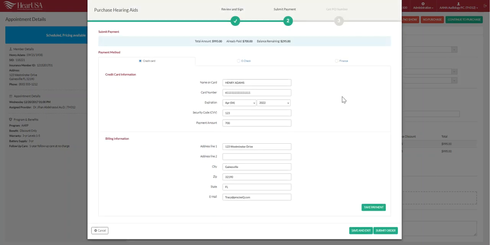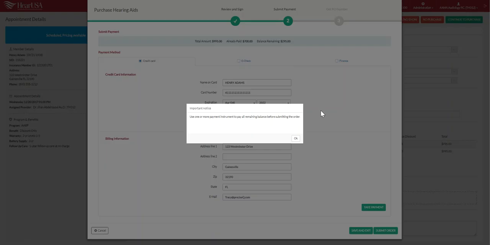Let's take that payment. Okay, that credit card transaction was successful. We can see the already paid amount is $700 and the balance remaining is $295. So now if we try to submit the order, it's going to tell you that you haven't paid the full balance. So you can take their payment, but unless they pay for the full amount of it, you're not going to get the purchase order and you're not going to be able to order those hearing aids.